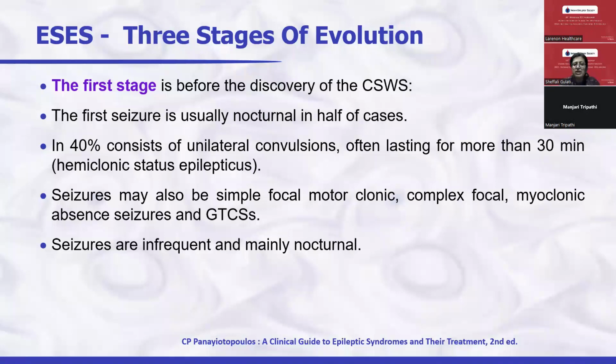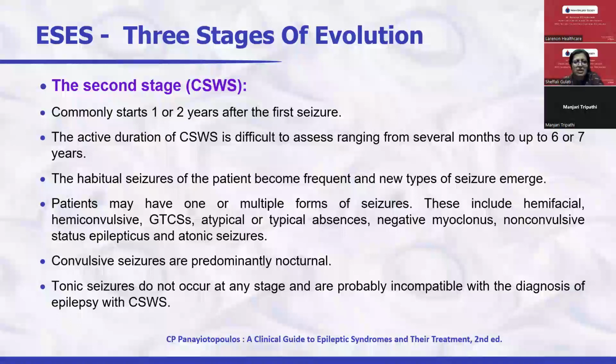You may have unilateral convulsions. They may be simple focal motor clonic, or complex focal or myoclonic seizures, or even GTCS. They are infrequent and mainly nocturnal. The second stage commonly starts 1 to 2 years after the first seizure. This is the active duration of CSWS, and it may range from several months to 6 to 7 years.